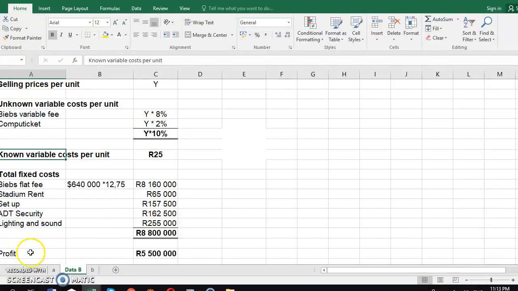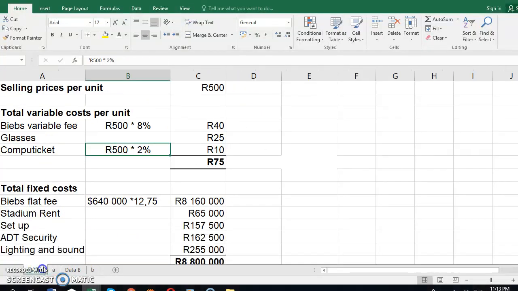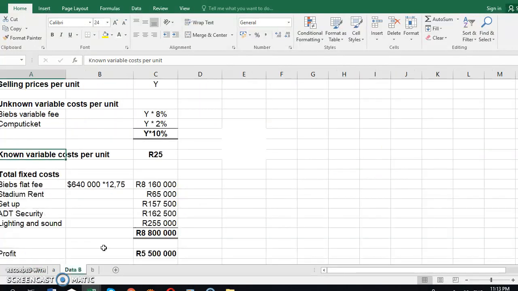Then in part A, you'll see that we also had the glasses, and in part B it's still 25 rand. And the reason why I'm separating the 25 rand from the rest of the variable costs is because the 25 rand is a known variable cost. In other words, there's no unknown attached to it. We know what it is. Okay, and then the fixed cost has remained the same. There's no change for part B, so it's still 8.8 million.